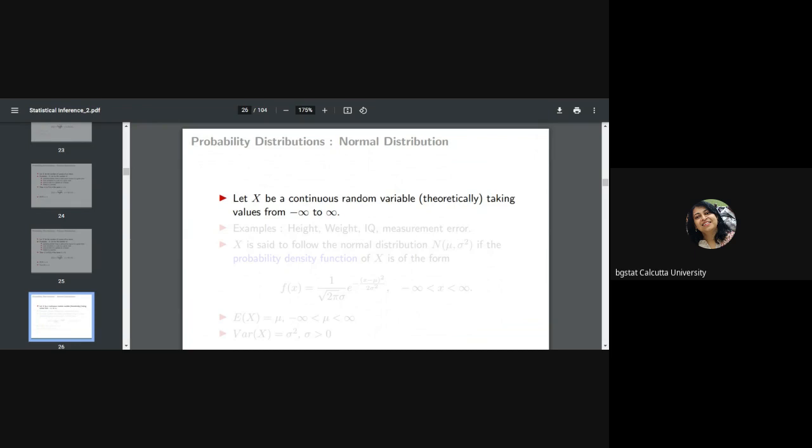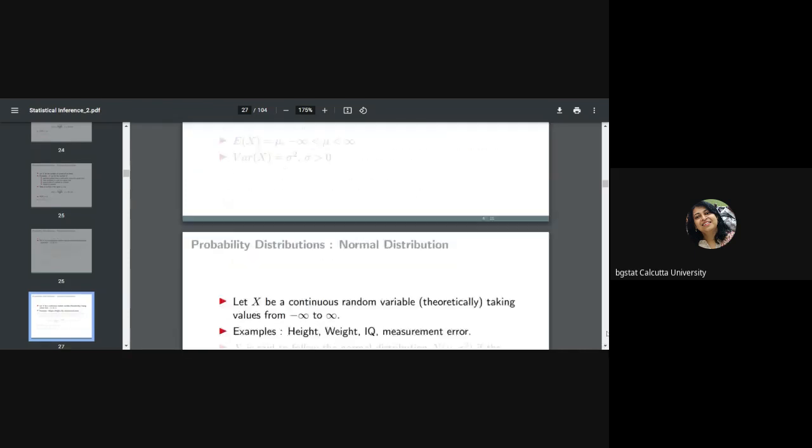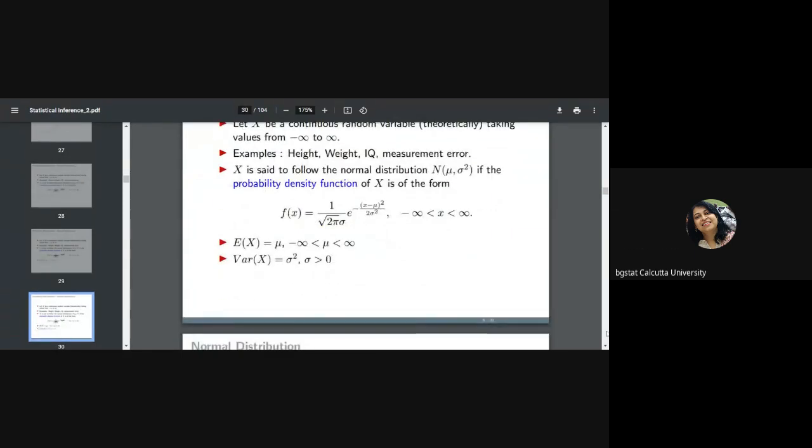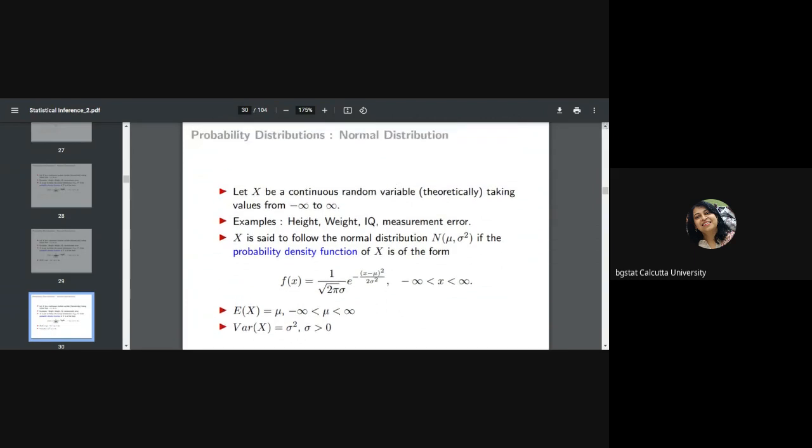Moving on to continuous random variables, we come to the most common continuous random variable, which is the normal distribution. I said a continuous random variable is identified by the fact that it takes any value within a specified range. For the normal distribution, in theory, the range is infinite. So the normal random variable can take any value between minus infinity and infinity.